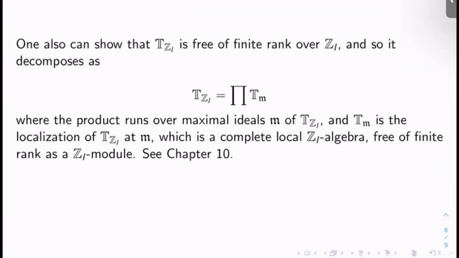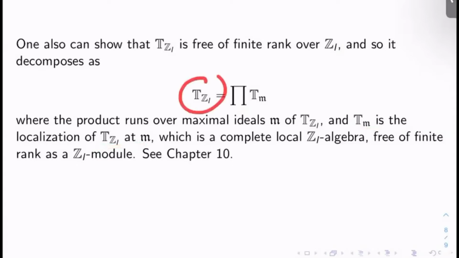Okay. So last thing, I know this is a lot of seemingly disjoint facts, but the thing that ties them all together is they're all about Hecke algebras over various rings. Okay. You can also show that T_Z_l is free of finite rank over Z_l. And so then standard commutative algebra shows that T_Z_l has to decompose into the product over T_m's, where the product runs over all maximal ideals m of T_Z_l. This is just a generic fact from algebra about modules that are free of finite rank over, say, Z_l in this case. Okay. And T_m here is the localization of T_Z_l at m.